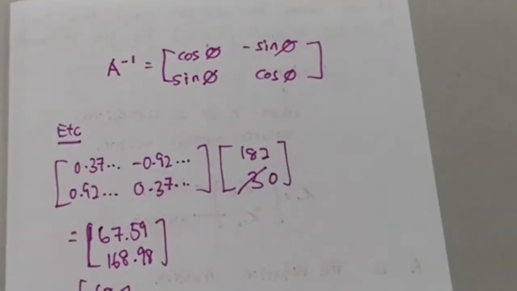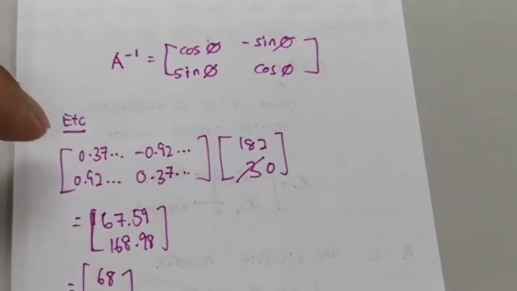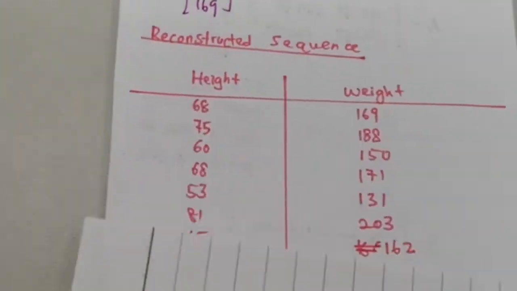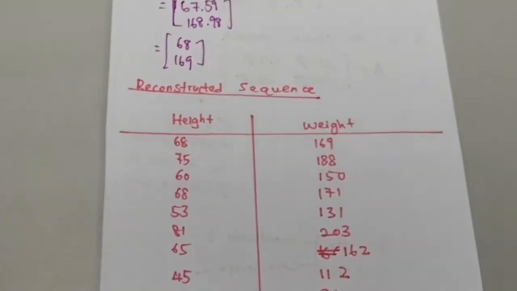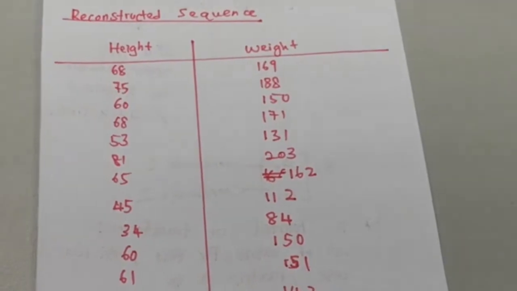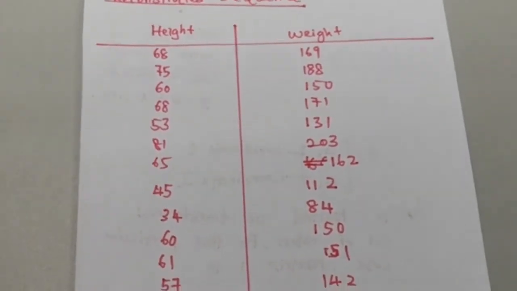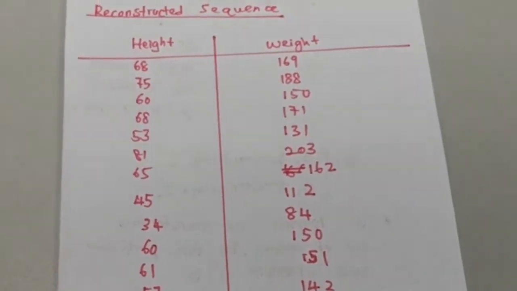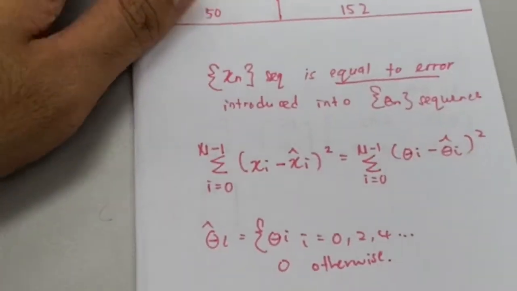Okay, about the reverse transform that we just mentioned, we can use the inverse matrix times the transform sequence where the second element is set to 0. And then we get the reconstructed sequence, and the reconstructed sequence is very close to the original. The reason there is so little error introduced in the original sequence is that for this particular transformation, the error introduced into the original sequence is equal to the error introduced into the transform sequence. That is, we have this formula.